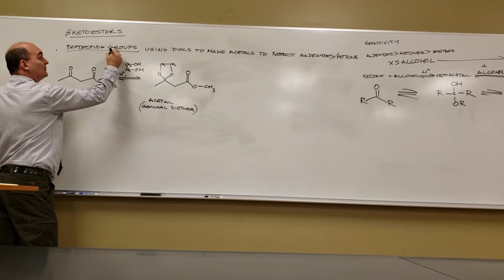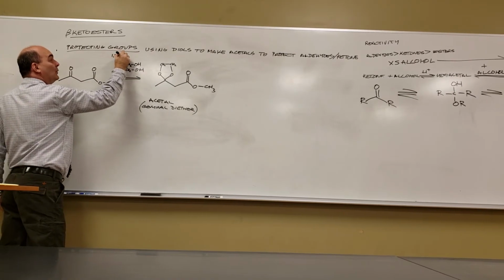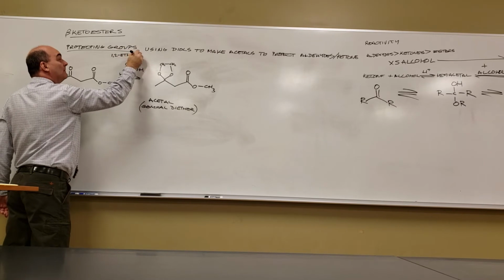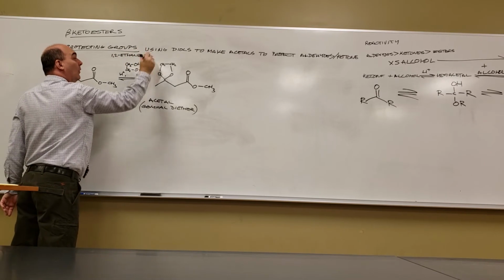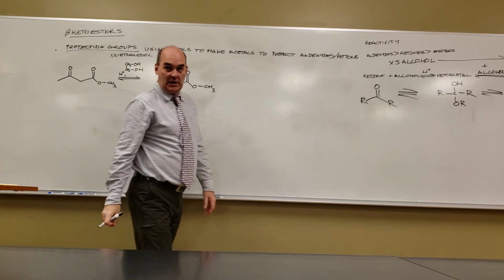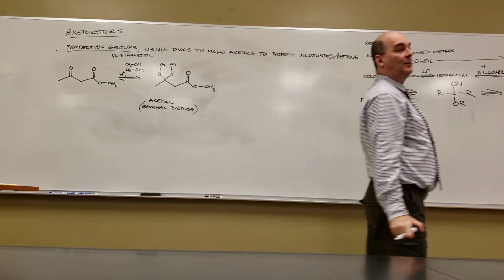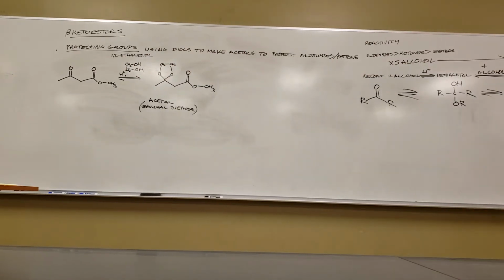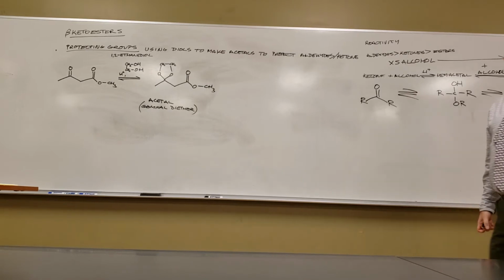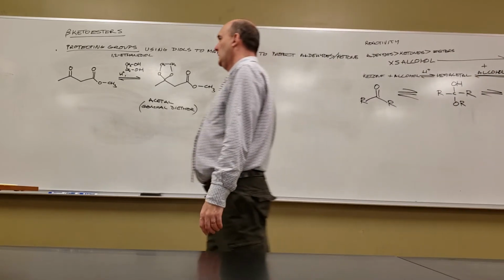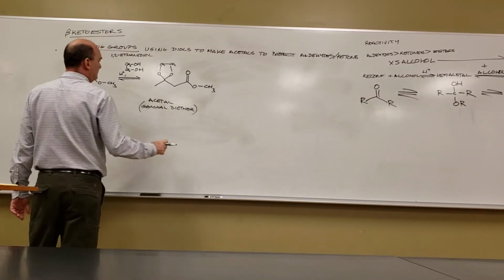So I want this to be 1,2-ethane diol, or 1,3-ethane diol. I want to make the pentagon or the hexagon. Don't try to make a square, don't try to make a heptagon. Nature doesn't like that. Okay?